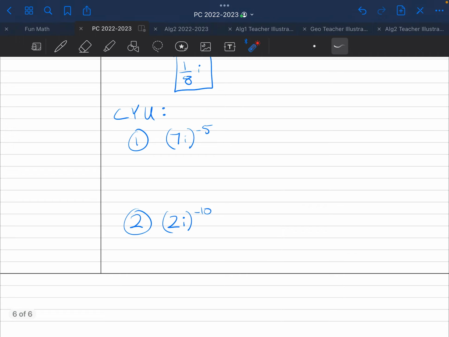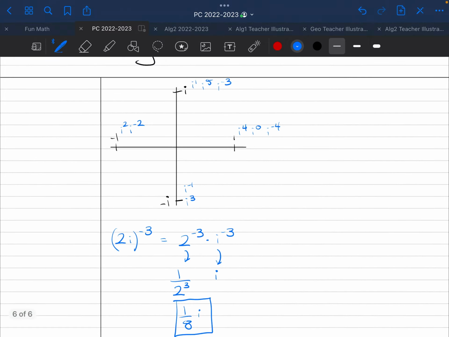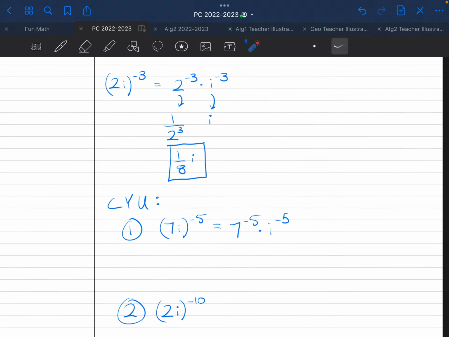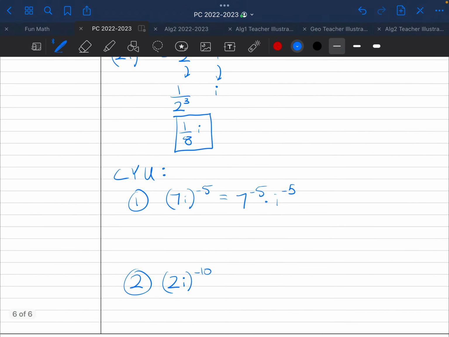So your checking your understanding problems for tonight were these, just made up on the fly. The way that we're going to do these, again, we are going to distribute the power of -5. I'm going to have 7 to the power of -5 times i to the power of -5. I go -4, keep going clockwise, and I get down here. This is where i to the power of -5 lives, which is -i. So I'm going to come down here and say this is just -i.